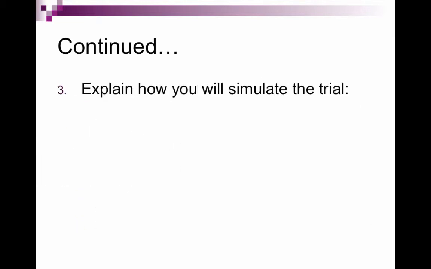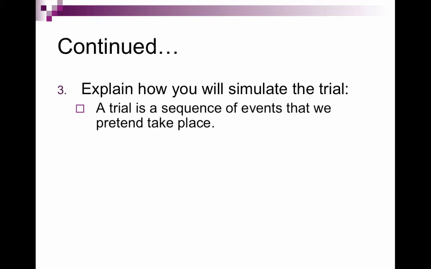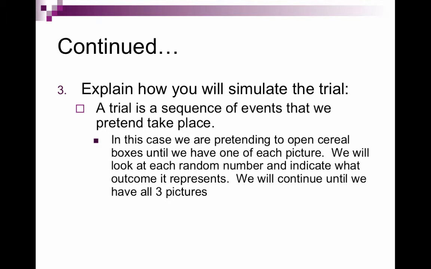Then we have to explain how we're going to simulate the trial. Again, a trial is a sequence of events that we pretend to take place. For this particular situation, we're pretending to open cereal boxes until we have one of each picture. So we will look at each random number, indicate what outcome it represents, and continue until we have all 3 pictures. Our trial will end when we have at least one of Tiger Woods, at least one of David Beckham, and at least one of Serena Williams. It may end up being that we have a bunch of 2 of them and only one of the third one. And that'll be okay.